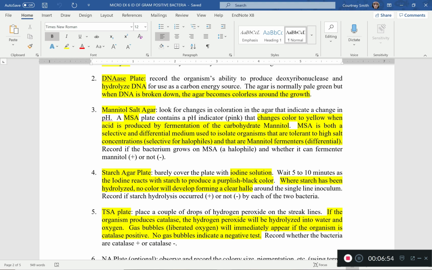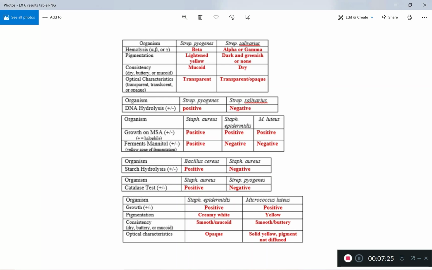Okay, so if your bacteria cannot grow on a mannitol plate, then that means that it cannot tolerate high salt. And if you don't see that color change, then it doesn't ferment mannitol. So definitely know that. Also know what bacteria we saw in lab that grows well on a mannitol salt plate and is a positive fermenter. If it's positive for fermentation, it should be yellow. What we saw in class in terms of MSA was that Staph aureus was the only one that was positive for mannitol.